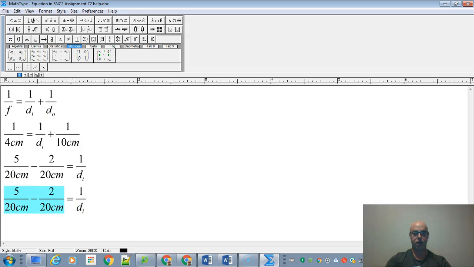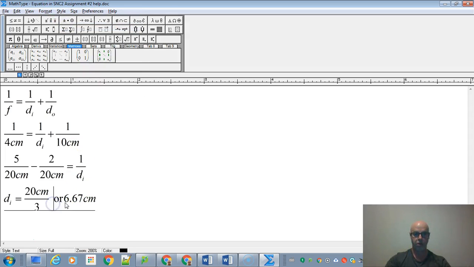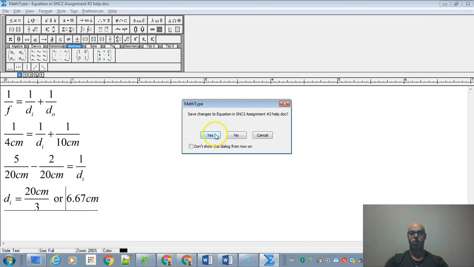So we're going to get a DI of exactly 20 centimeters divided by 3, or 20/3. And 20/3 is 6.67 centimeters. Okay, so if you're not sure about the math, maybe just take a quick look at that on your own. Just go through it, and you'll see that makes sense. So the image should be 6.67 centimeters from the mirror.